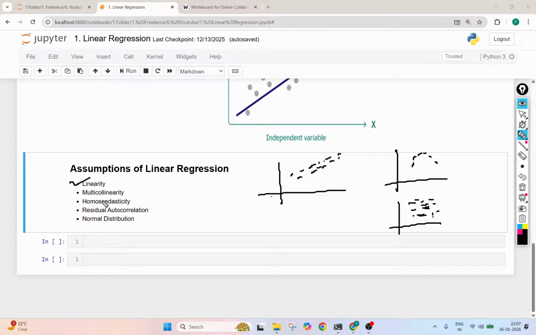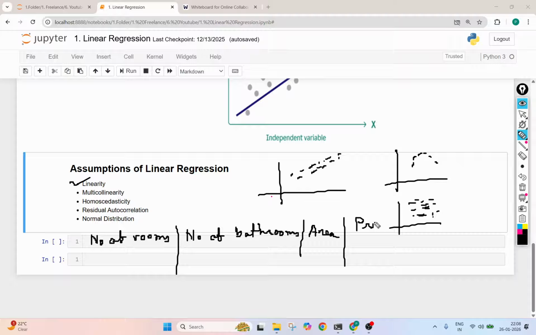Multicollinearity. It says there should be no multicollinearity. So what is this multicollinearity? Let's say we have multiple features. Let's say we just want to predict the house price given certain features. What are the different features given? Let's say number of rooms, number of bathrooms, washrooms, area, and price. So we want to predict what is the price given these 3 features.